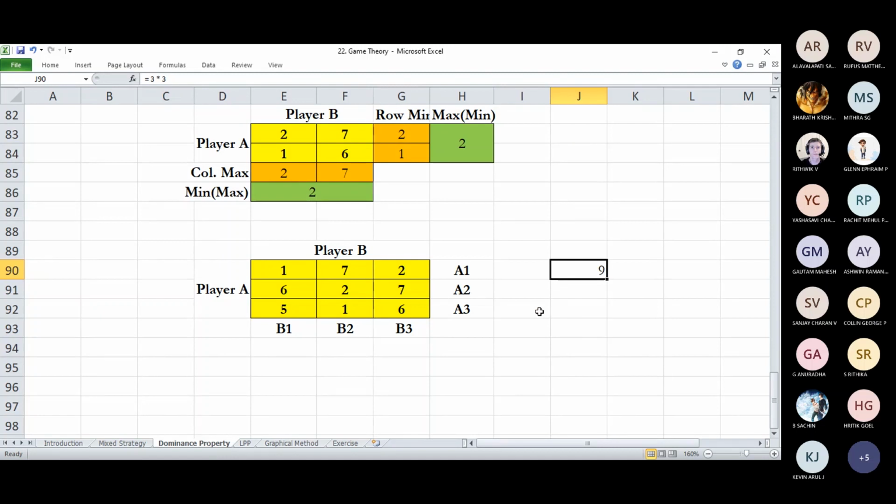So given a problem in dominance property, for a 3 by 3 matrix, you have got, I think, 9 different ways you can remove something, or you make it a 2 by 2 matrix, right? So this is typically a very important problem in game theory, right? So we have come to the end of today's lecture.